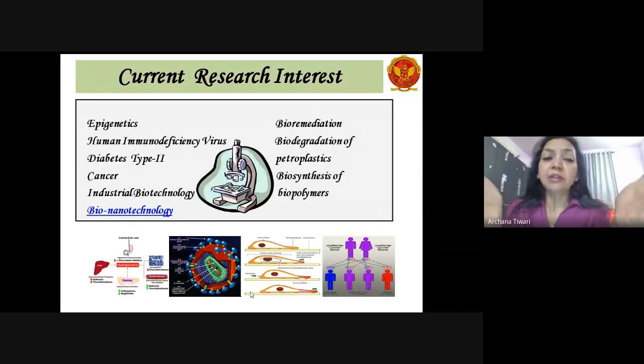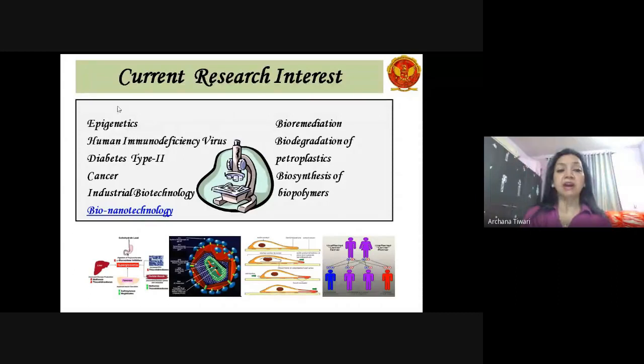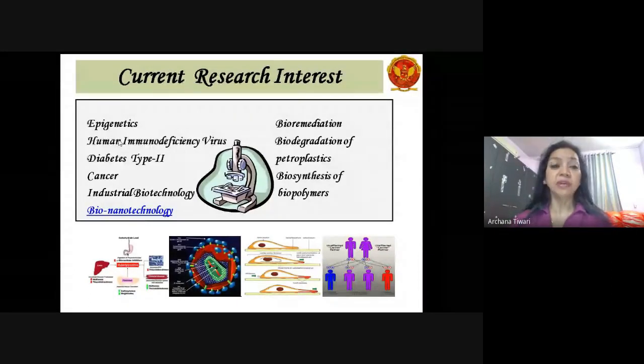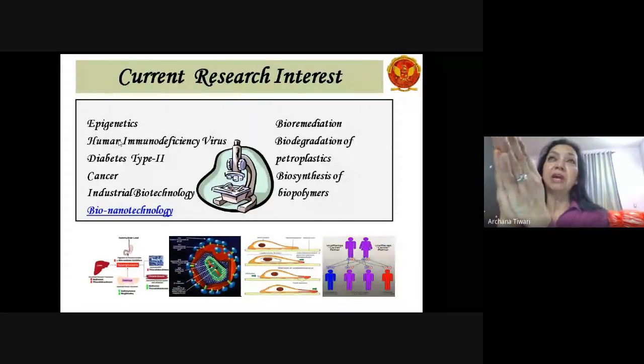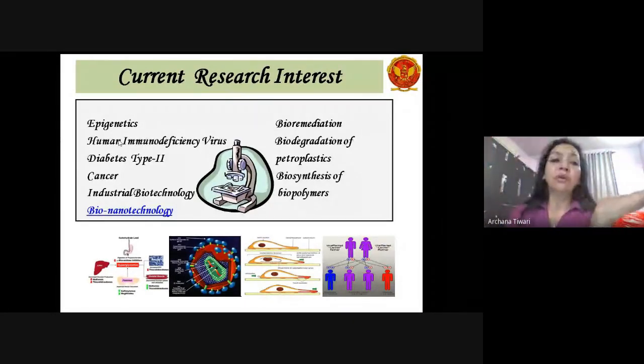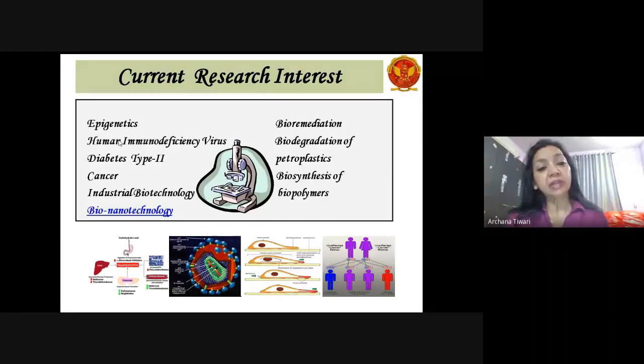Under medical biotechnology, we are focusing on epigenetic aspects, where we use Cas9 or other tools, looking at acetylation, methylation, and so on. Human immunodeficiency virus, that is development of vaccines. We are predicting vaccines with the help of in silico approaches, that is multivalent vaccines. Type 2 diabetes, that is type 2 diabetic retinopathy, and cancer, mainly lung cancer, skin cancer, oral cancer, or gallbladder cancer.